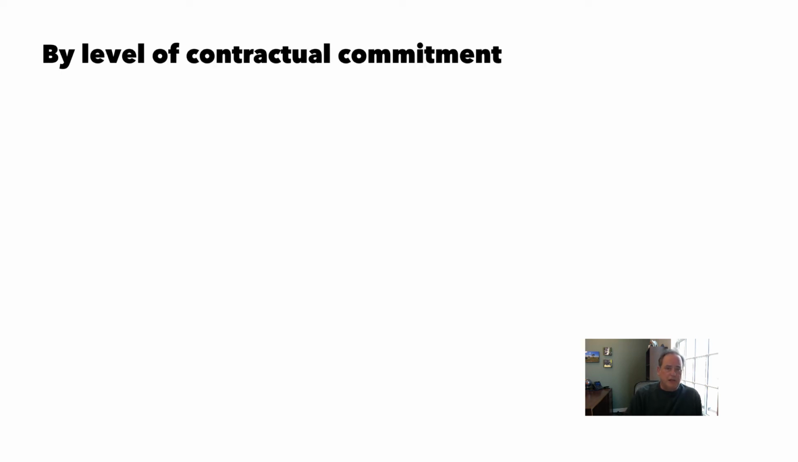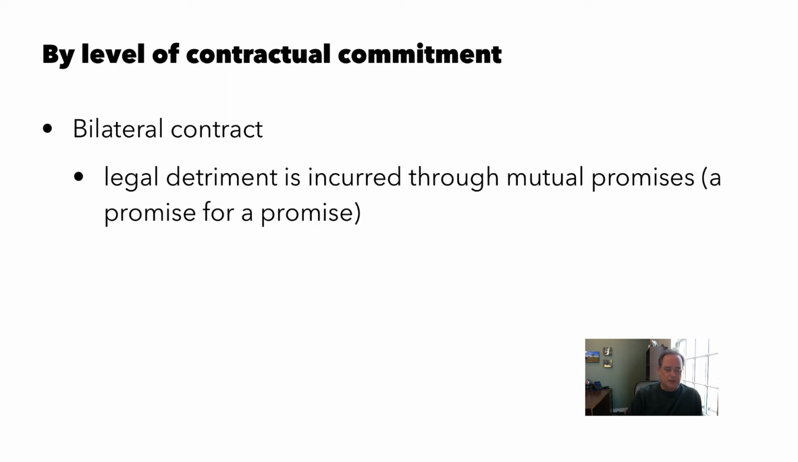We can also classify contracts by level of contractual commitment. There is a bilateral contract, and these are the contracts that we tend to understand. These are an exchange of promises. I promise to sell you my computer for $1,000. You promise to pay me $1,000 for that computer. So that's a bilateral contract. The obligations run in both directions.